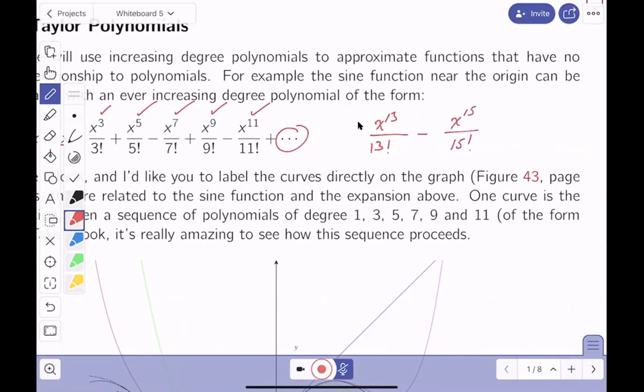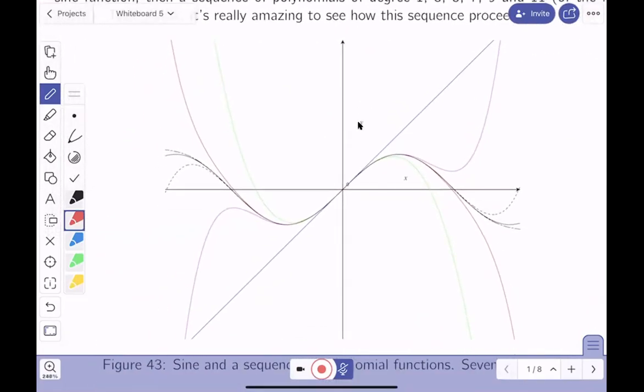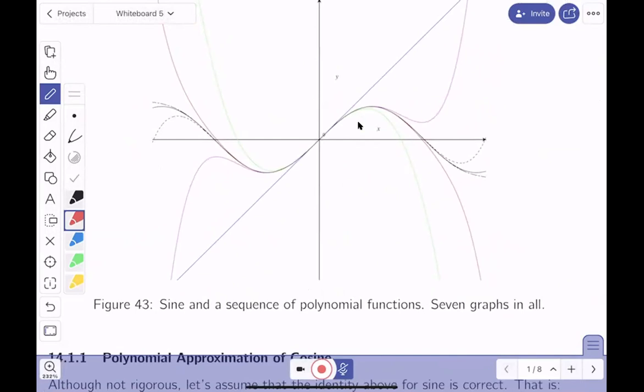And you could do this all day long. That's not our point, by the way. Our point is, does it really work? Does this really work? This would be x to the 17 on top. You get the idea. So what they do is they start to graph this thing out. And as I do this over here, they say this is the sine function.